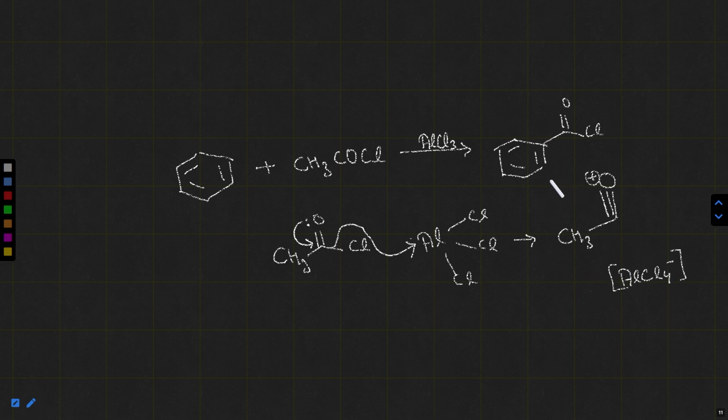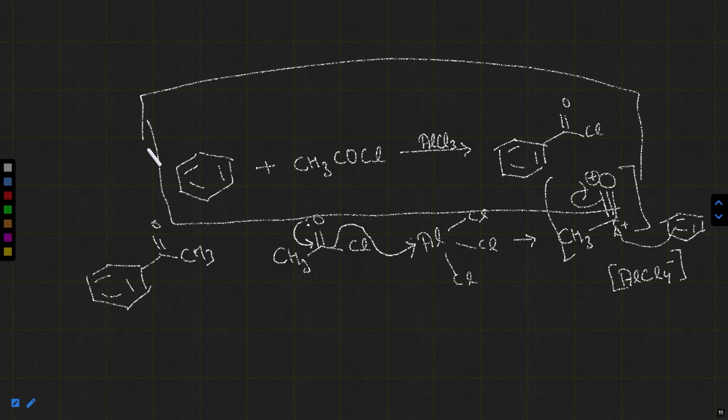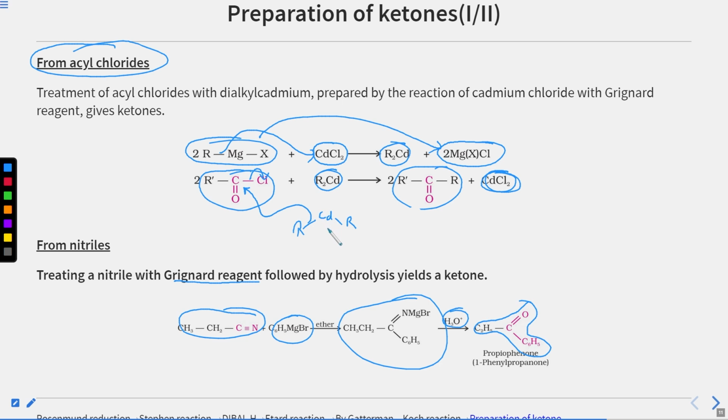Okay, now this center has high nucleophilicity. So this benzene pi electron attacks this, and we quickly get this ketone. Okay, so this is the overall mechanism of this reaction. I have not put up this reaction, sorry for that, but this reaction goes like this. So this was the preparatory method for your ketone.